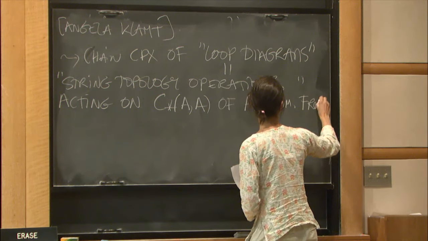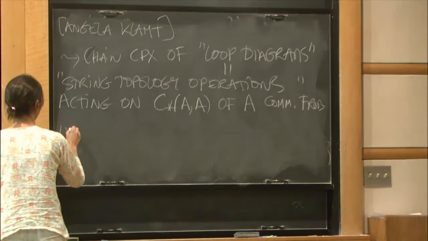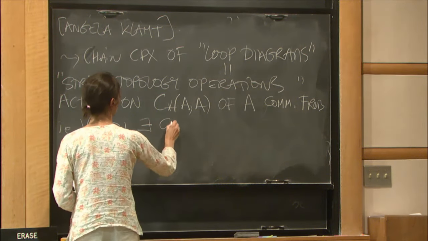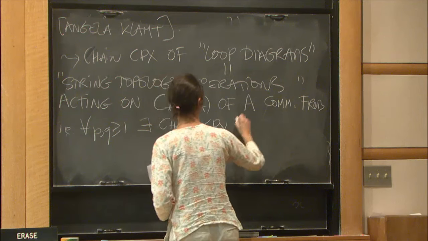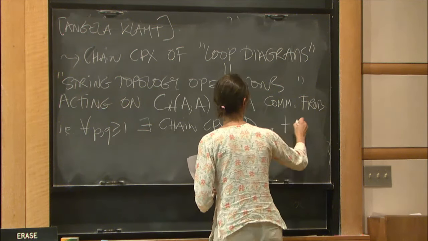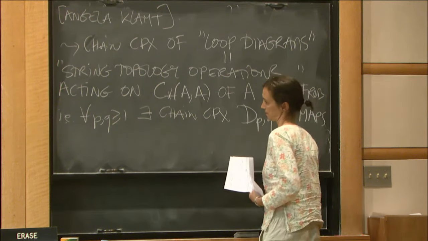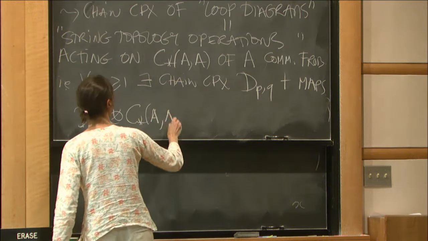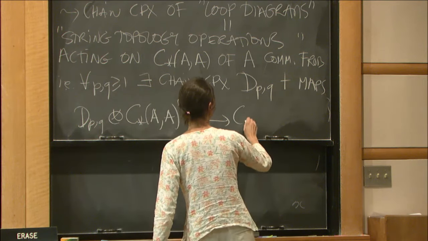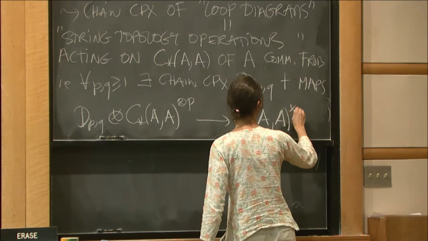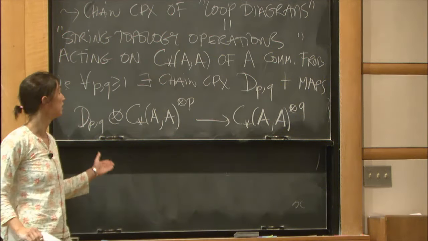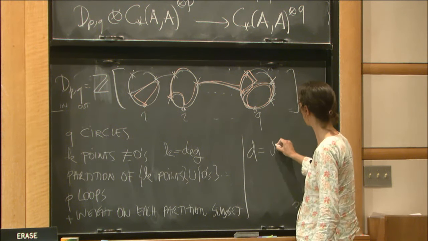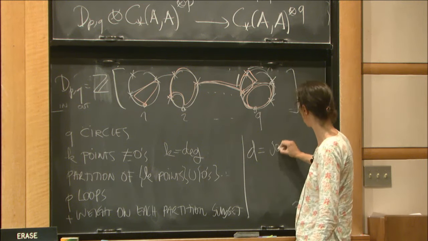So what does this mean, and what are these things? This means that for every P and Q greater or equal to 1, there's a chain complex D(P,Q) plus maps, chain maps, D(P,Q) tensor C star A tensor P to C star A tensor Q, for every commutative Frobenius algebra. And what is the boundary? The boundary is joining points. It's like collapsing intervals, right? Collapse, join points.